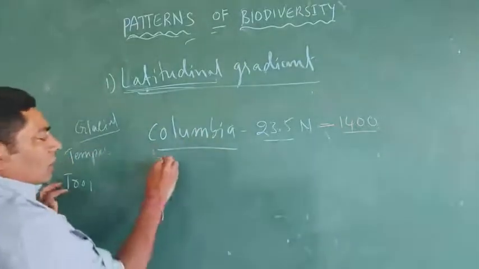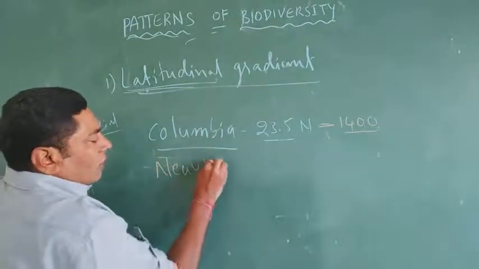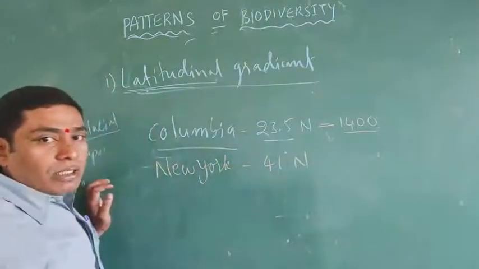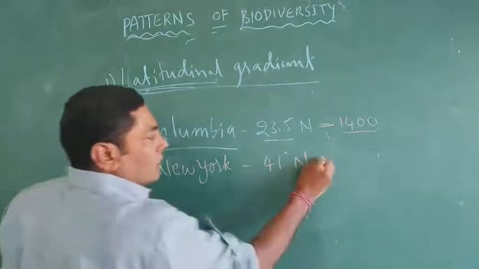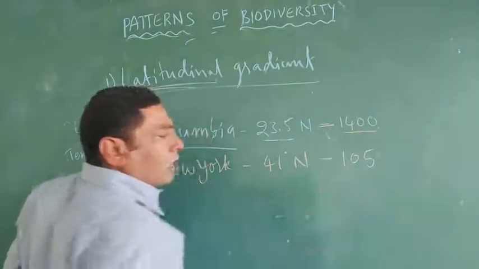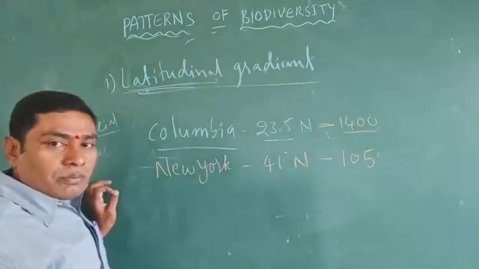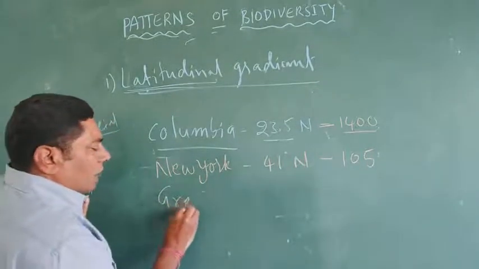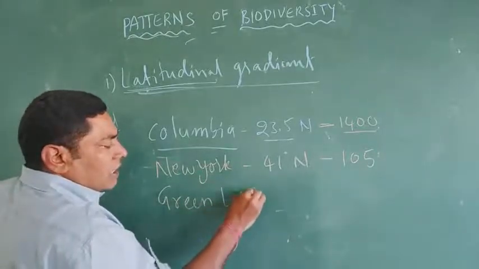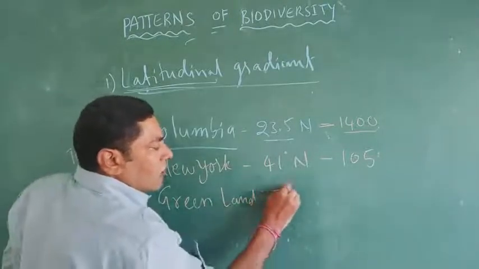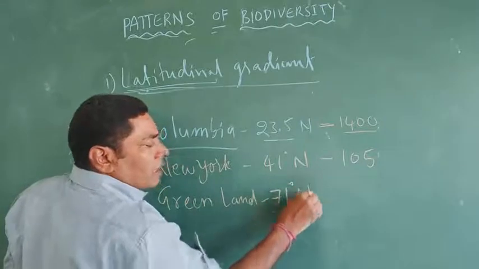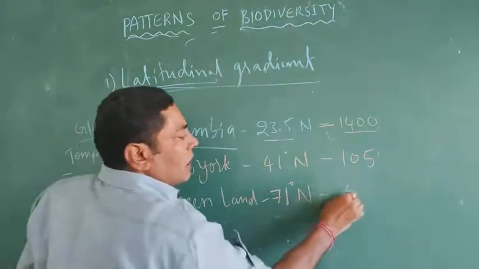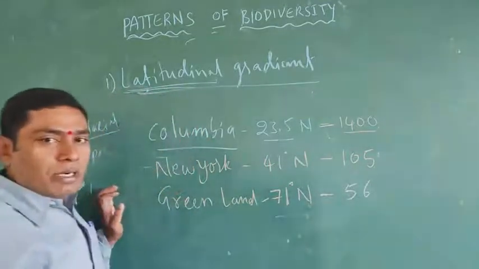In the same way, New York is located at 41 degrees northern latitude, and there are only 105 species of birds. Next is Greenland. For example purposes, it is at 71 degrees northern latitude, and there are only 56 species of birds.